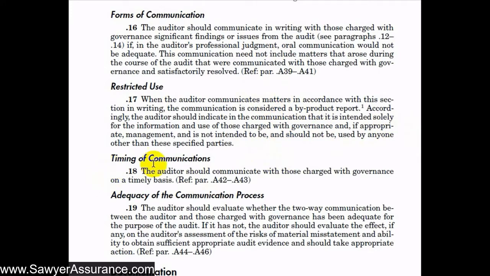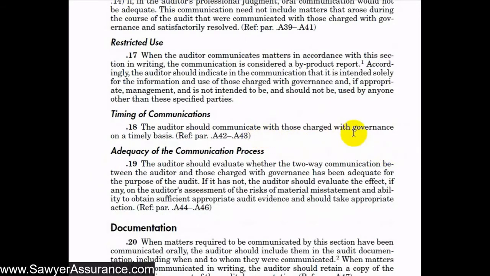And next, regarding the timing of communication, we should communicate with those charged with governance on a timely basis. That's pretty vague, and hopefully they give us some more information about that at A42 through 43, and we'll jump down there here in a second.